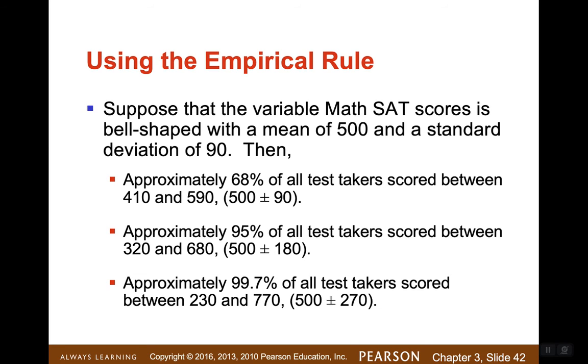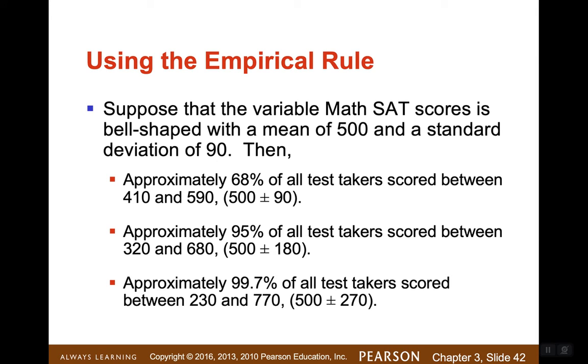So we'll do a quick example. We'll take our math SAT scores. Don't forget, this is all assuming that the curve is bell-shaped. So it's a normal distribution, mean of 500, standard deviation of 90. What that means is approximately 68% of all test takers score between 410 and 590. It's 500 plus or minus our standard deviation.